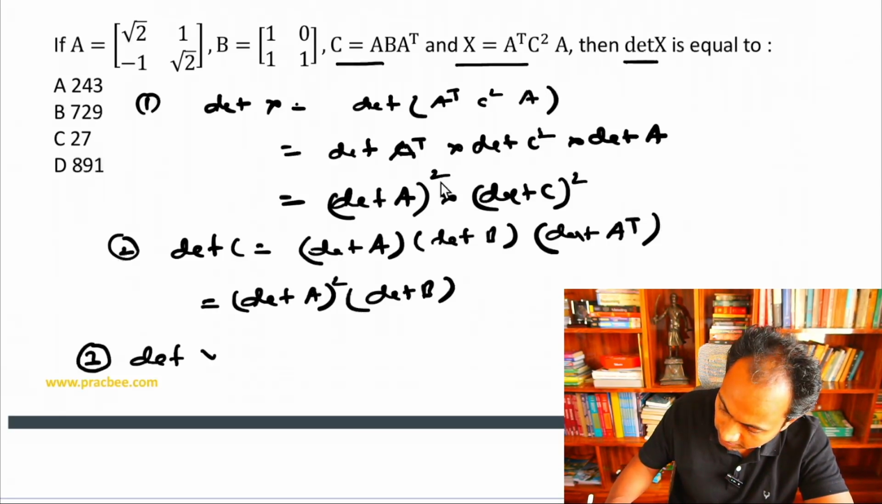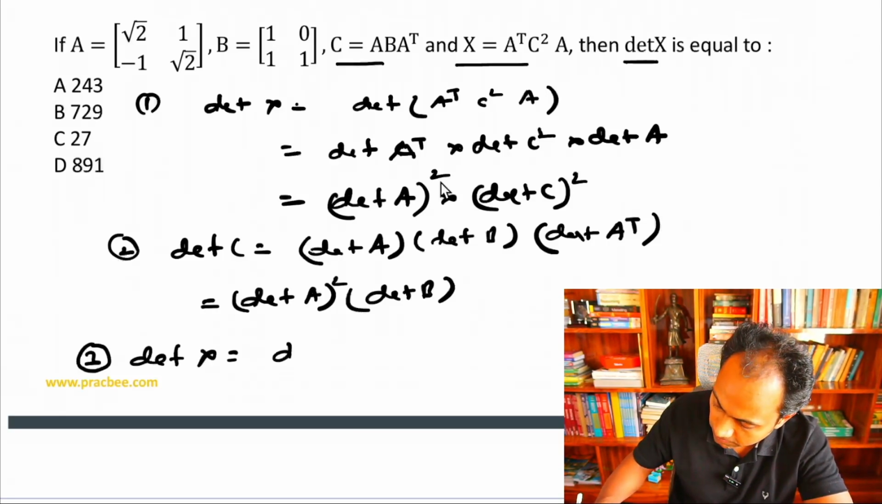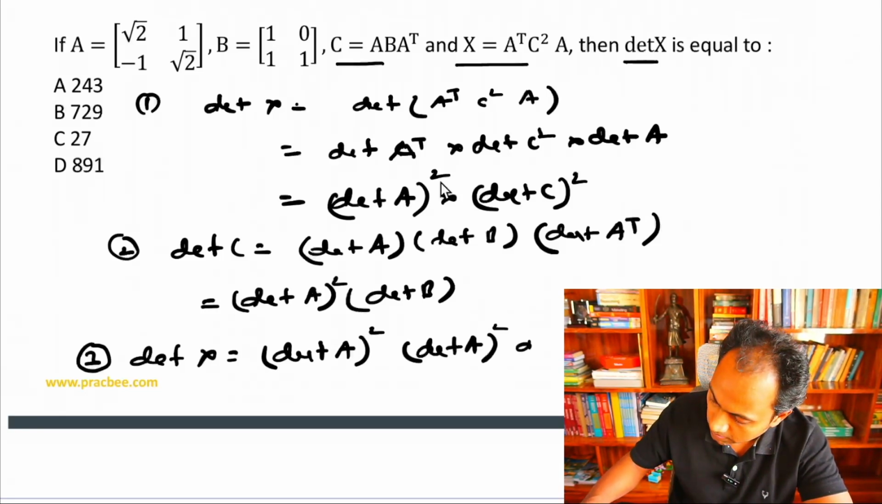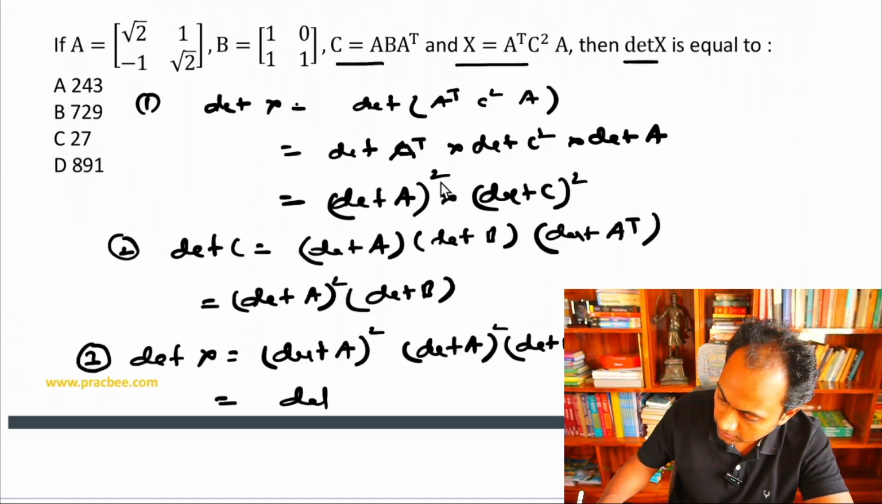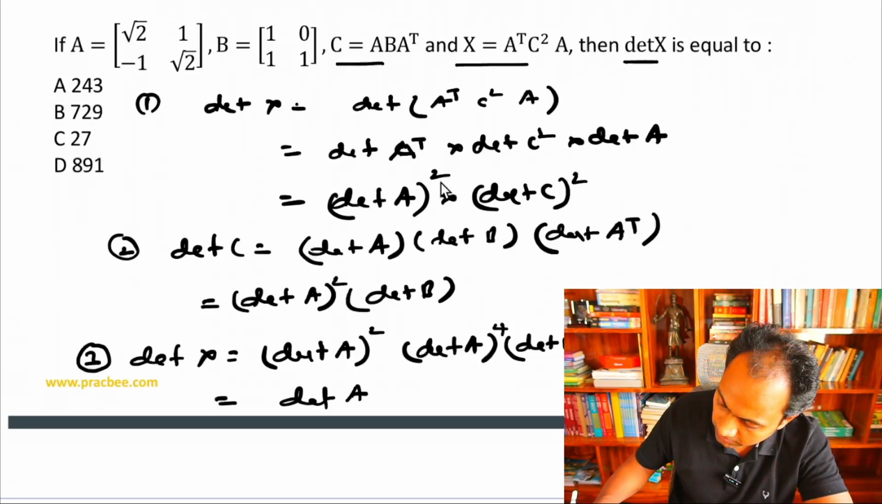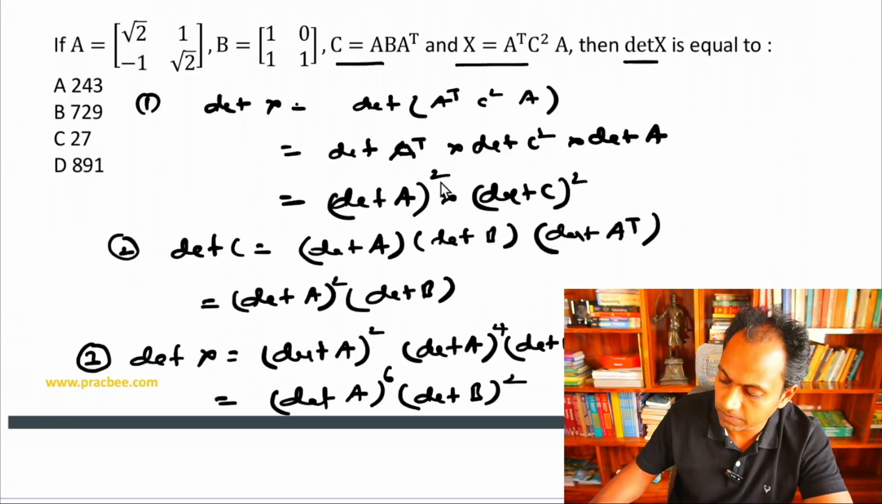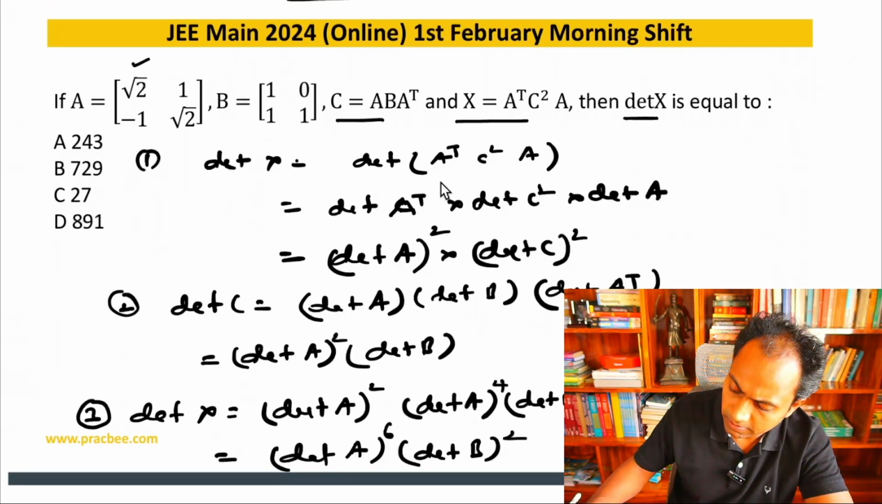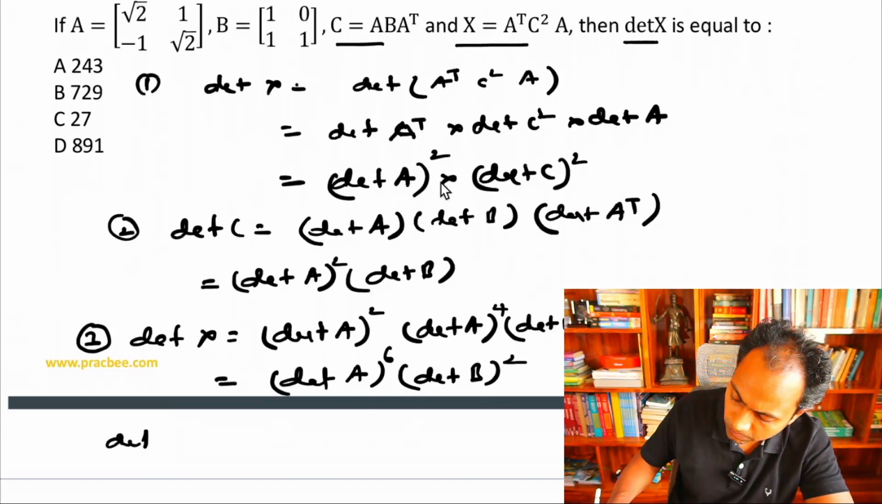So if we take determinant of X, this becomes nothing but determinant of A whole square was already there. And determinant of C square will make this determinant of A whole square into determinant of B whole square. So you can see that ultimately what we are getting is, this will be power 4. This is what we are getting is determinant of A raised to the power 6 into determinant of B whole square.